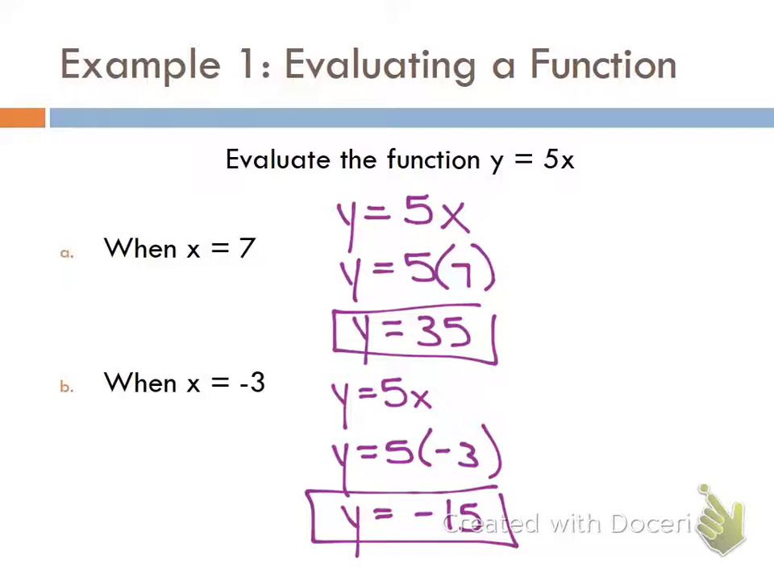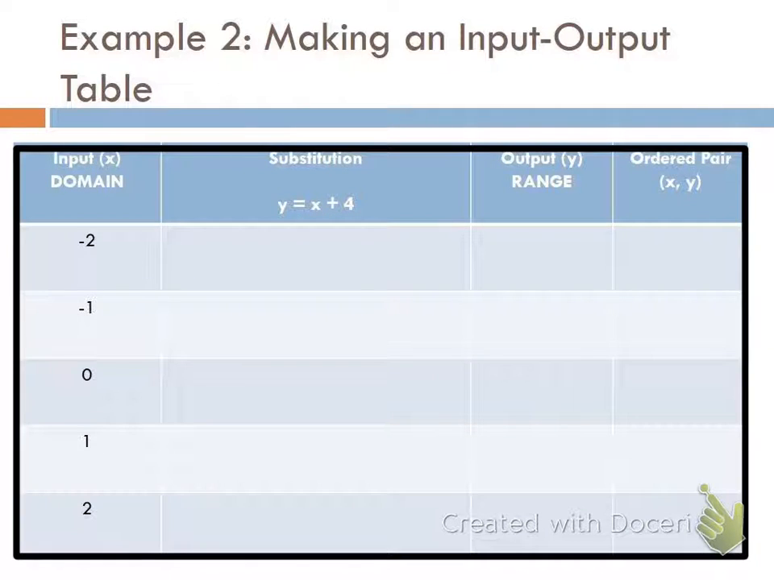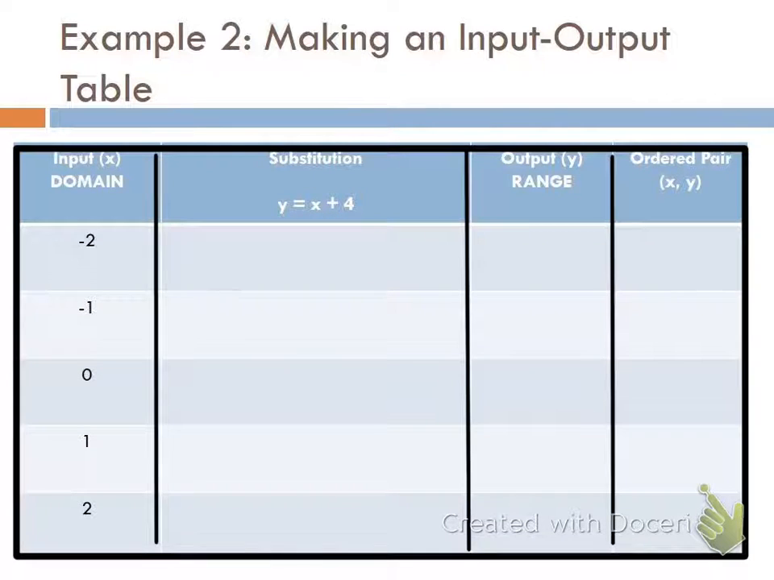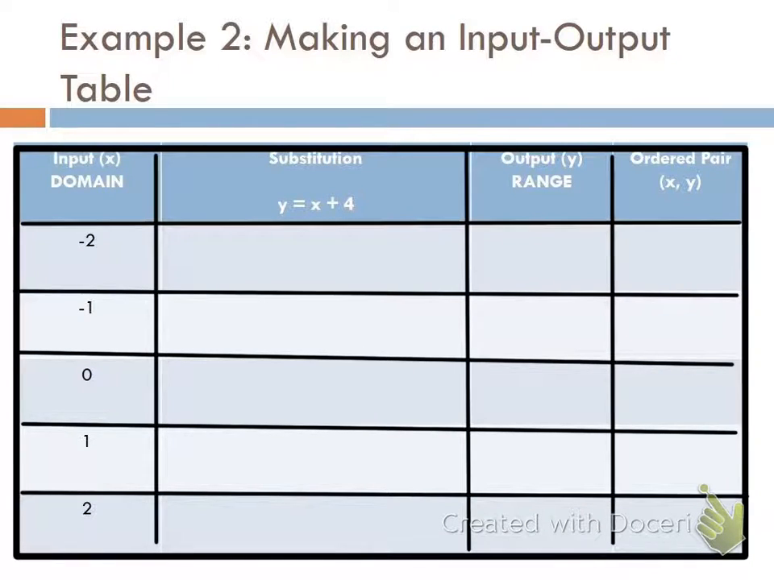Now, in example 2, we're going to set up an input-output table. Go ahead on your paper and draw a big box, 4 columns. The first column is our input. What I want you to notice about these values is that these are common values that I'm going to use no matter what function I'm evaluating: -2, -1, 0, 1, and 2. When you move up into pre-algebra, algebra 1, even algebra 2, this is a very common set of numbers that we use when evaluating functions.